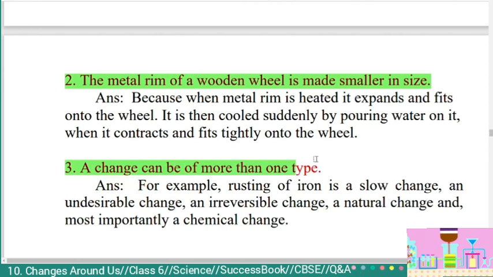Third question, a change can be of more than one type. Answer, for example, rusting of iron is a slow change, an undesirable change, an irreversible change, a natural change, and most importantly, a chemical change. Rusting of iron is a change that can be of more than one type.